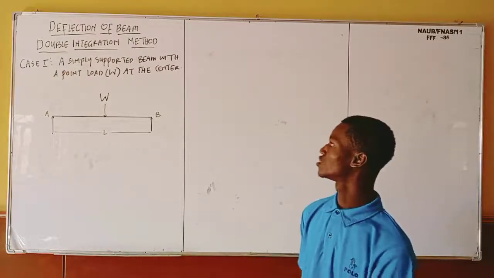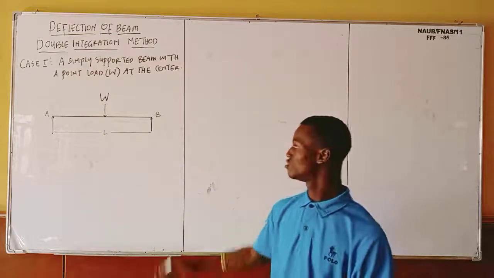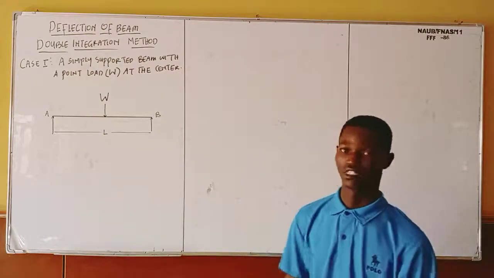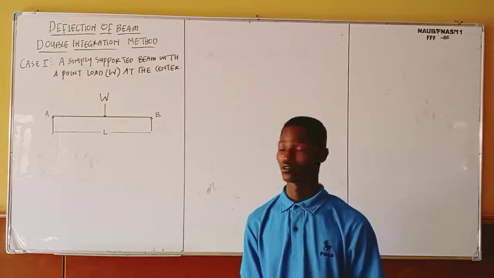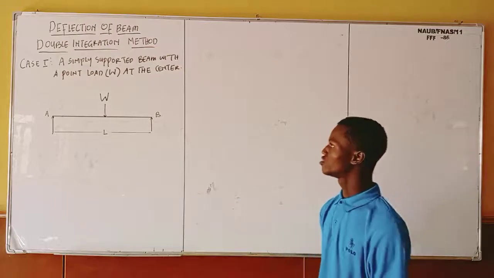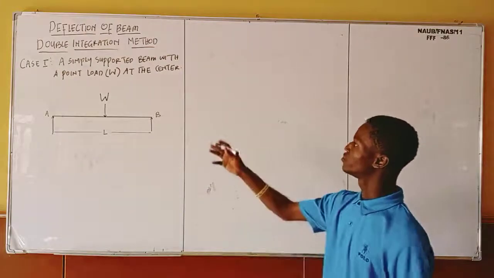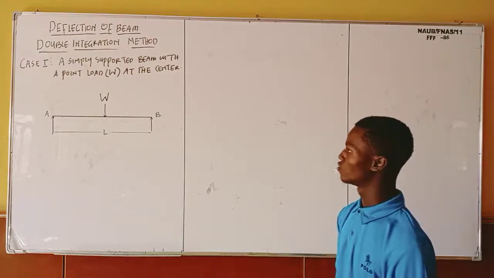Today we'll be looking at deflection of a beam using the double integration method. You know that we have different methods which we use to analyze deflection of beams. We have Macaulay's method, we have the moment area method, but today we'll be looking at the double integration method. And today I'll be teaching you case 1, which is a simply supported beam with a point load W at the center of the beam.